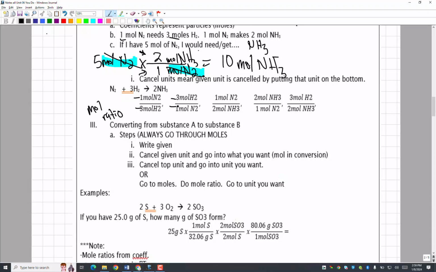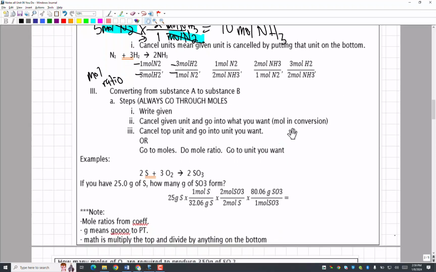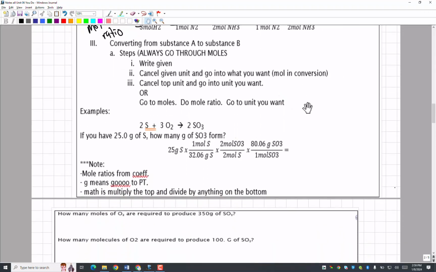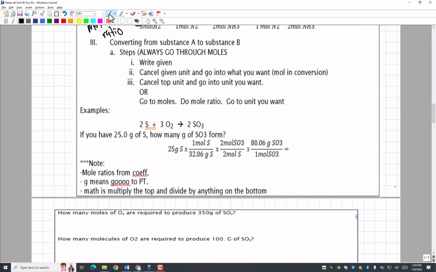Now we're going to talk about converting from substance A to B. And you're going to hear me say, always go through moles. Write the given. Cancel the given unit and go into what you want. Mole conversion. How do you cancel the given unit? Put it on the bottom. Cancel the top unit and go into what you want. Then go to moles, do the mole ratio, and go to the unit you want.